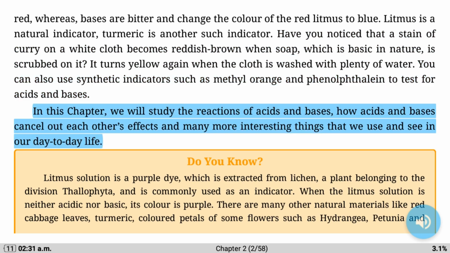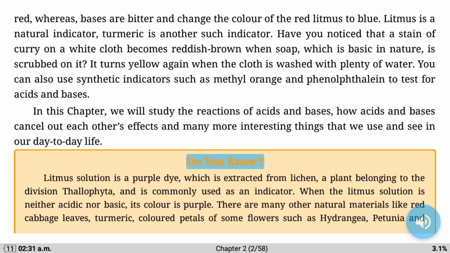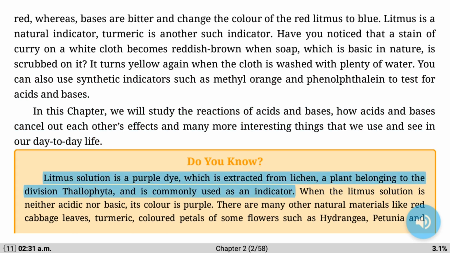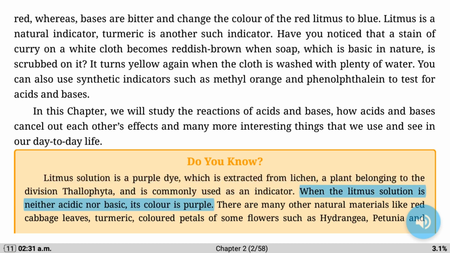In this chapter, we will study the reactions of acids and bases, how acids and bases cancel out each other's effects, and many more interesting things that we use and see in our day-to-day life. Do you know, litmus solution is a purple dye, which is extracted from lichen, a plant belonging to the division Thallophyta, and is commonly used as an indicator. When the litmus solution is neither acidic nor basic, its color is purple.